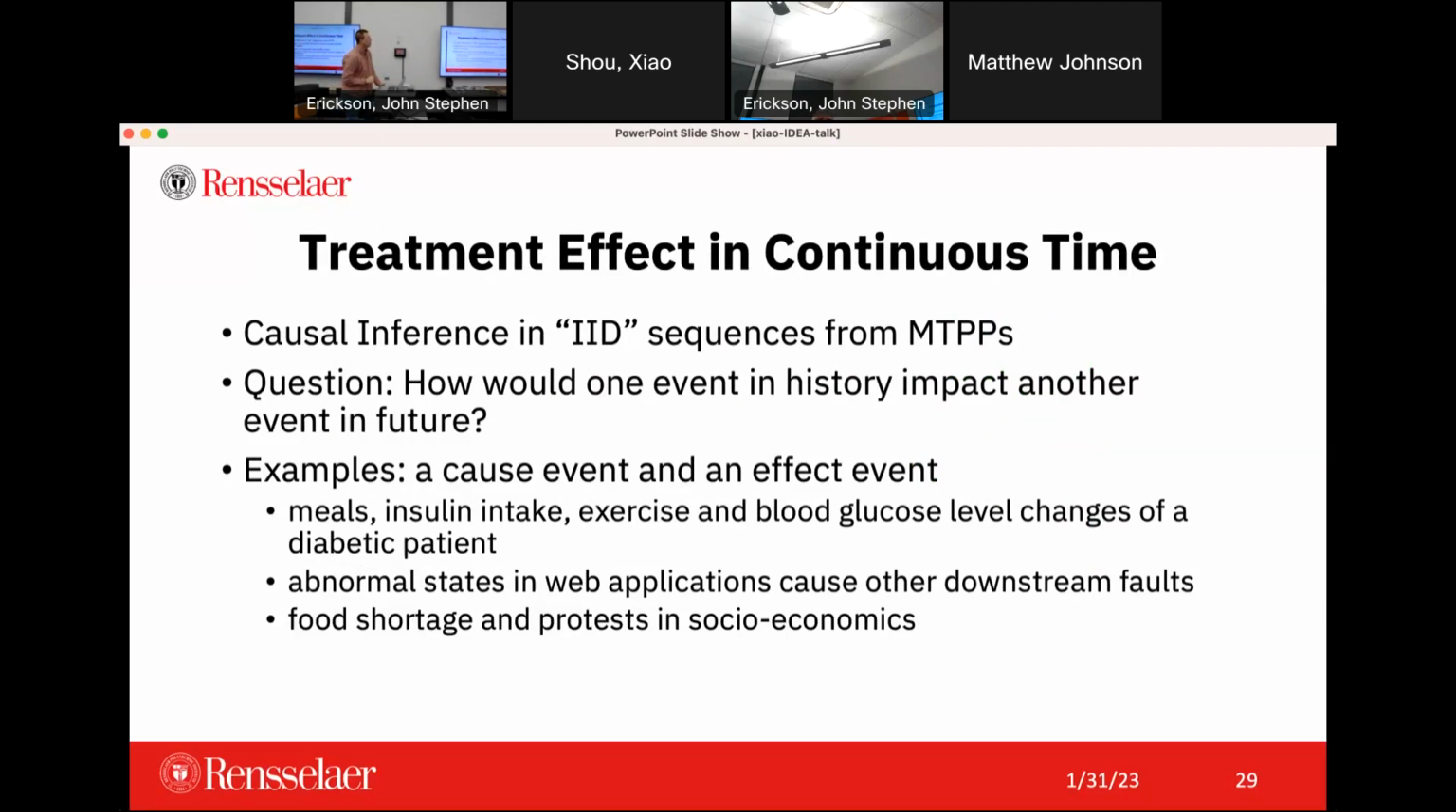So, treatment effect in continuous time. Multivariate temporal sequences can be considered as event sequences. And the question is how would one event in history impact another in the future? Examples for a cause event and an effect event: we just discussed meals or insulin intake and exercise, and blood glucose level change of a diabetic patient. Maybe you're interested in exercise: how exercise at one point will lower my blood glucose level, for example. This will be interesting, and there are other examples here.